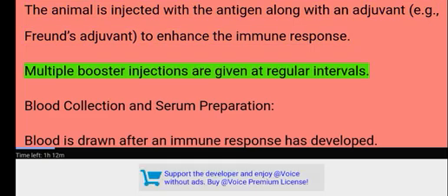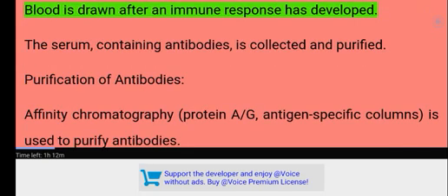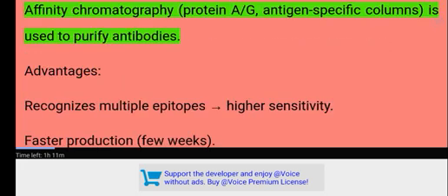Multiple booster injections are given at regular intervals. Blood collection and serum preparation. Blood is drawn after an immune response has developed. The serum, containing antibodies, is collected and purified. Purification of antibodies. Affinity chromatography, Protein A/G, antigen-specific columns, is used to purify antibodies.